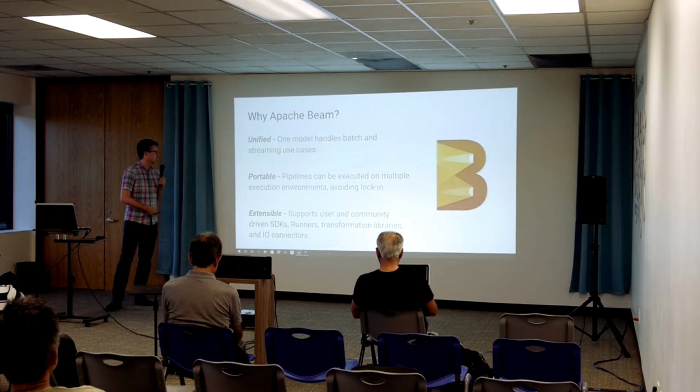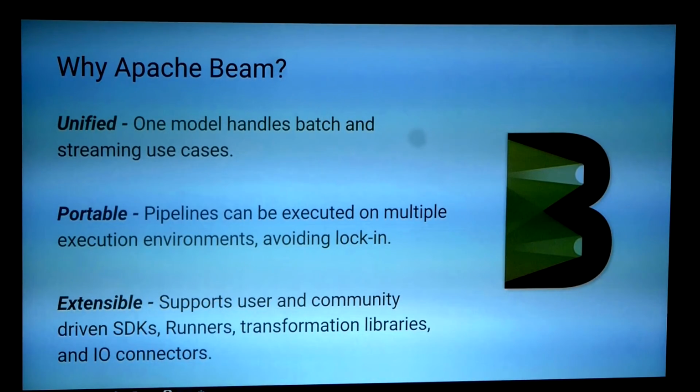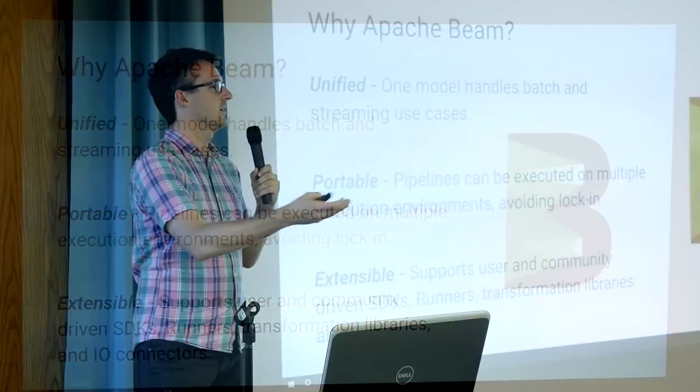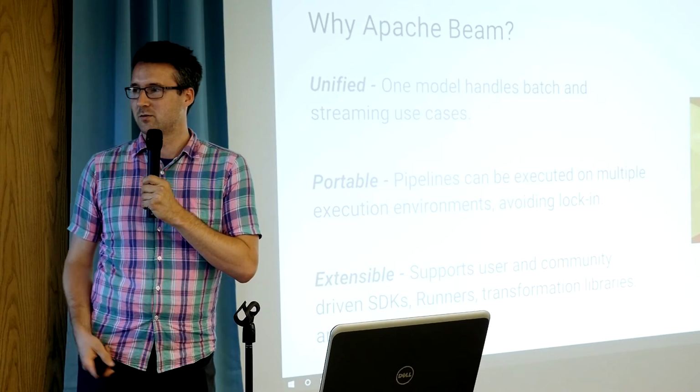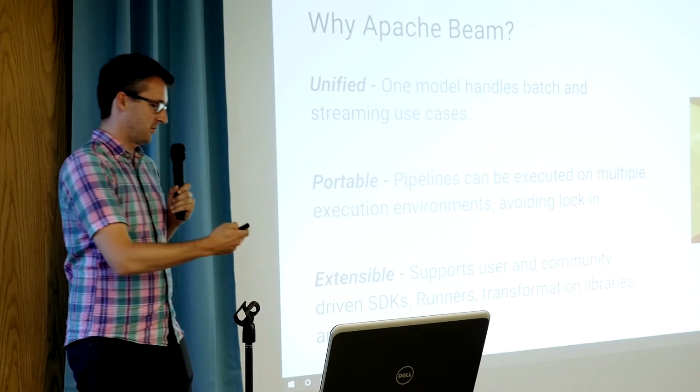So I've talked about why Apache Beam quite a bit, but I just want to hit the bullet points. We want one model to handle batch and streaming use cases. That's where data processing is going. We want it to be portable, so pipelines can be executed on multiple execution environments. We don't want anybody to be locked into any particular backend. And we want it to be extensible. If somebody wants to make a Beam SDK in, I don't know, let's say Groovy, we want them to be able to do that.